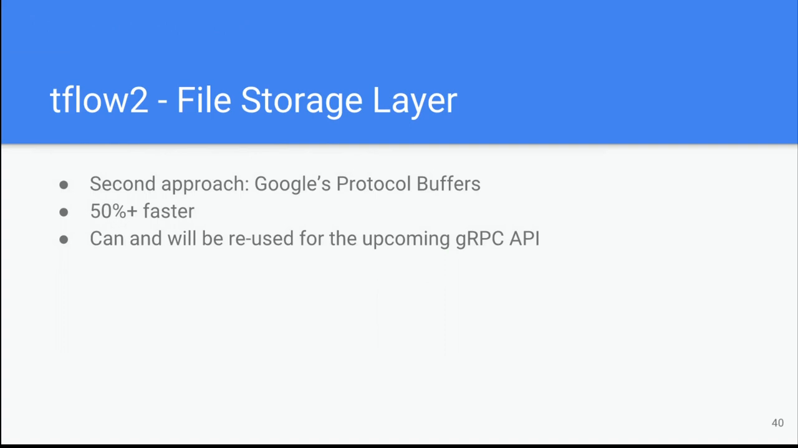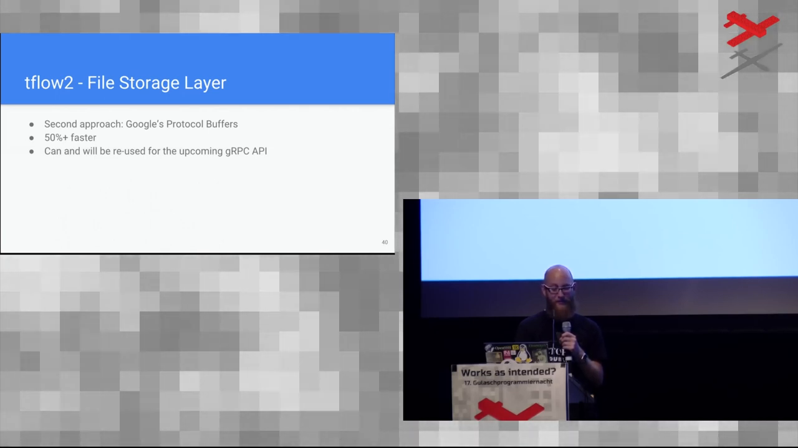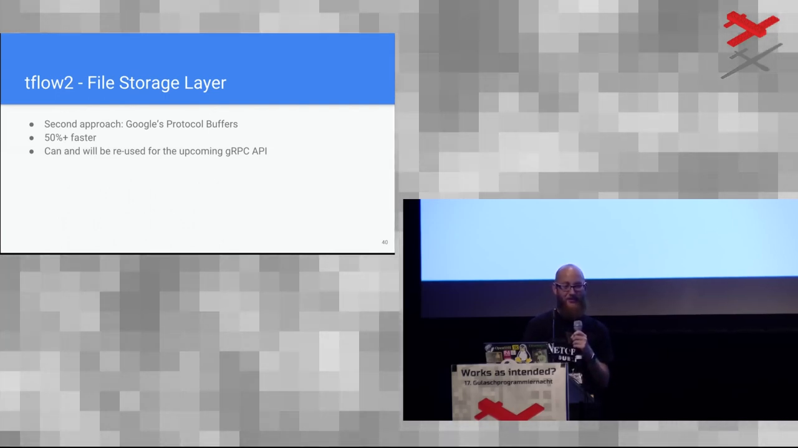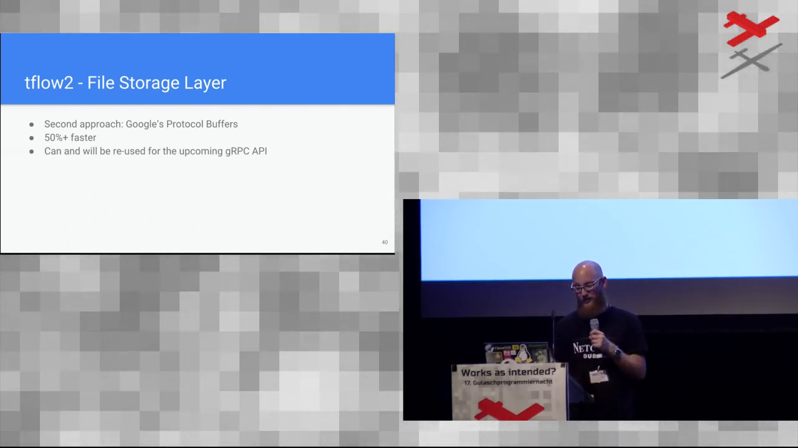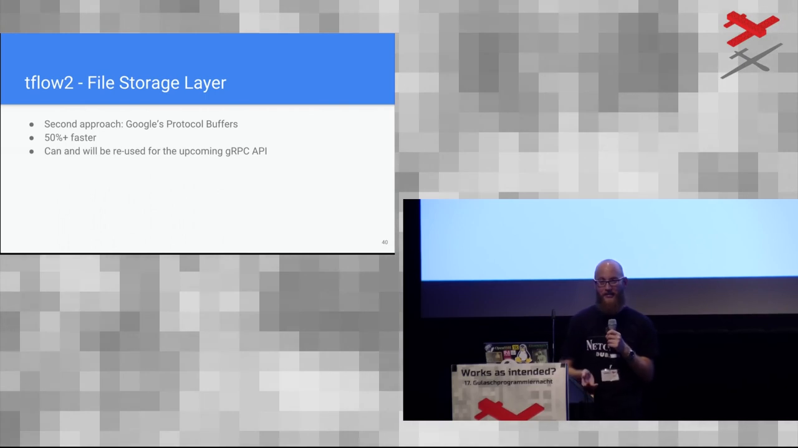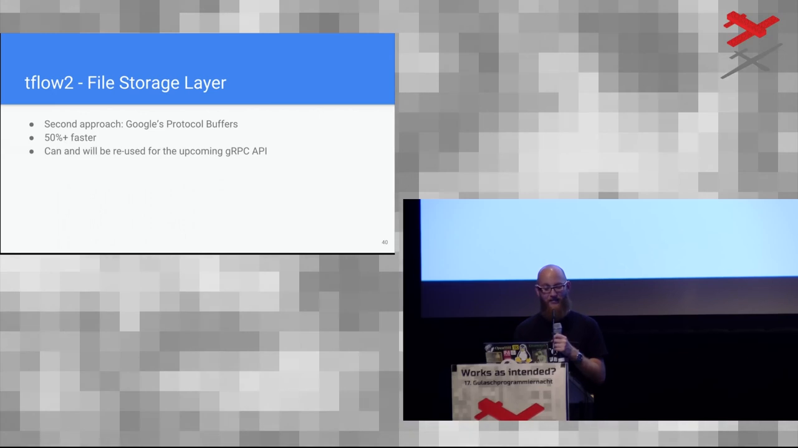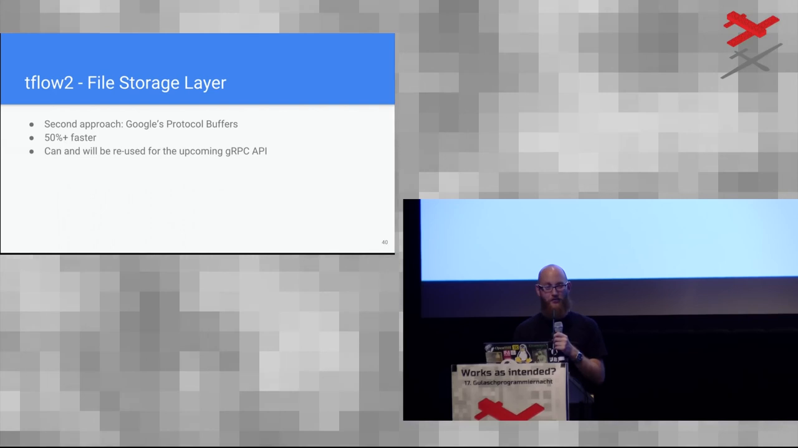So the second approach was, let's try Google Protocol Buffers. And Google Protocol Buffers was more than 50% faster, so using 50% less CPU time, basically. And the nice thing is it can and will be reused for the upcoming gRPC API to do automated queries against the tflow system. So at the moment, tflow only supports queries from the web interface, but soon there's going to be an API that you can use with gRPC to query data out of tflow. And gRPC utilizes Google protocol buffers. So having that as a protobuf there makes it very low-hanging fruit to implement the API.